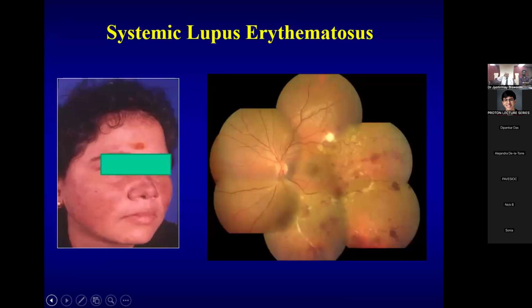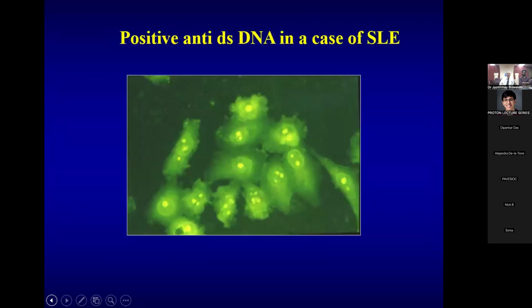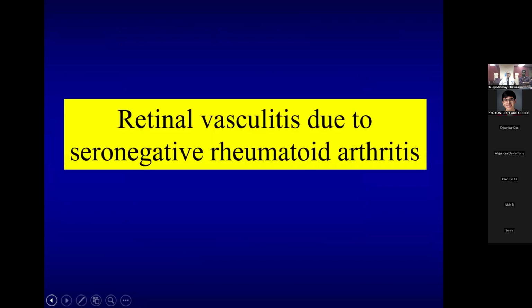And here is a case of systemic lupus erythematosus. You can see the cotton wool exudates along with the retinal vasculitis with hemorrhage, predominantly involving the posterior pole. And this is the fluorescein study showing speckled hyperfluorescence, and positive anti-dsDNA was seen in this case.